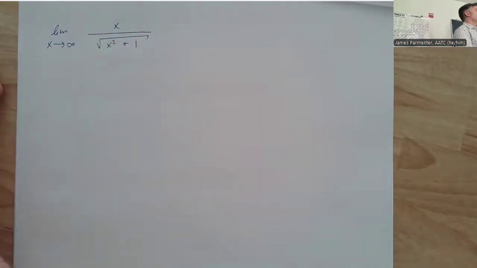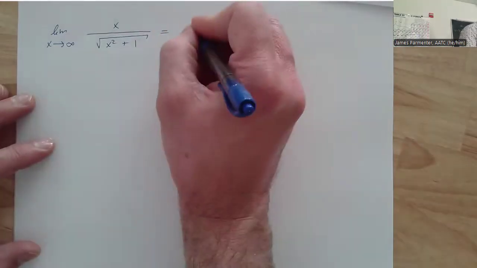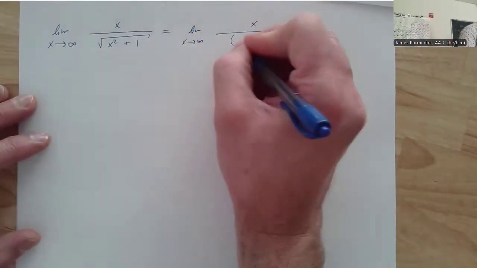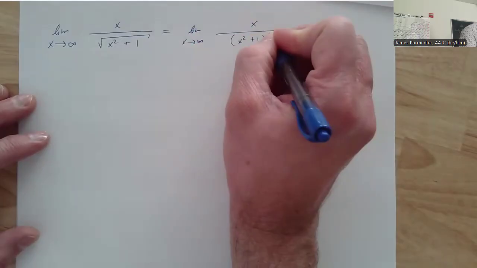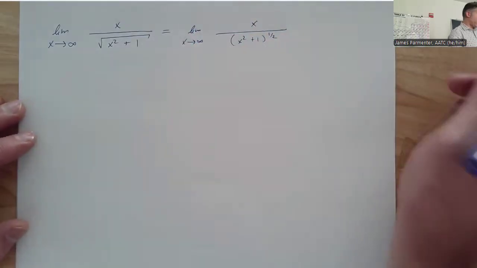So first of all, I'll point out this is an infinity over infinity form. The bottom's going to infinity, the top's going to infinity. So we're going to use L'Hopital's rule. And if I'm going to use L'Hopital's rule, I might want to rewrite it, or at least rethink of it, as x over (x squared plus 1) to the 1/2 power to make my life a bit easier. Oh yeah, we should do that one too.